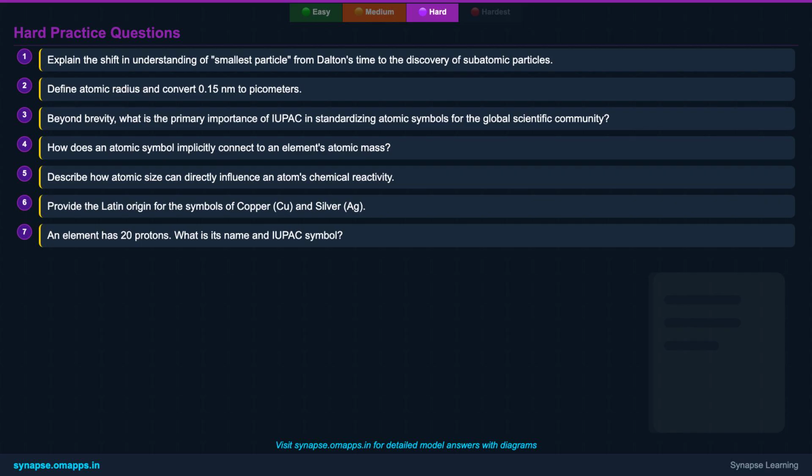Beyond brevity, what is the primary importance of IUPAC in standardizing atomic symbols for the global scientific community? How does an atomic symbol implicitly connect to an element's atomic mass? Describe how atomic size can directly influence an atom's chemical reactivity. Give the Latin origin for copper and silver symbols. And finally, if an atom has 20 protons, what is its name and IUPAC symbol?